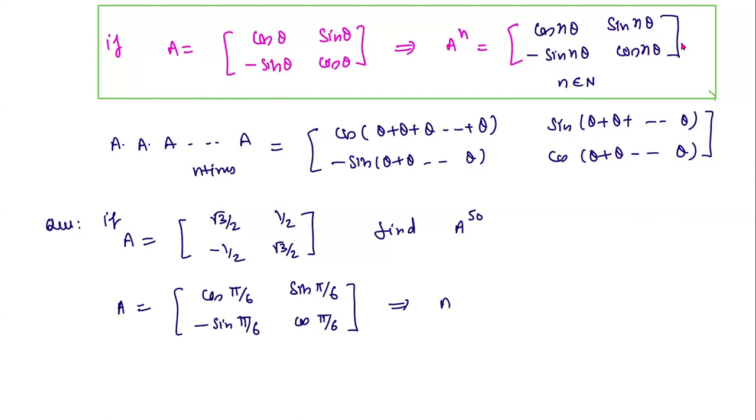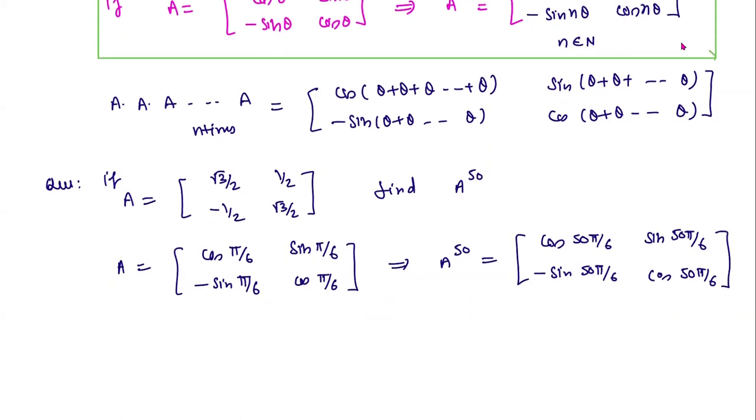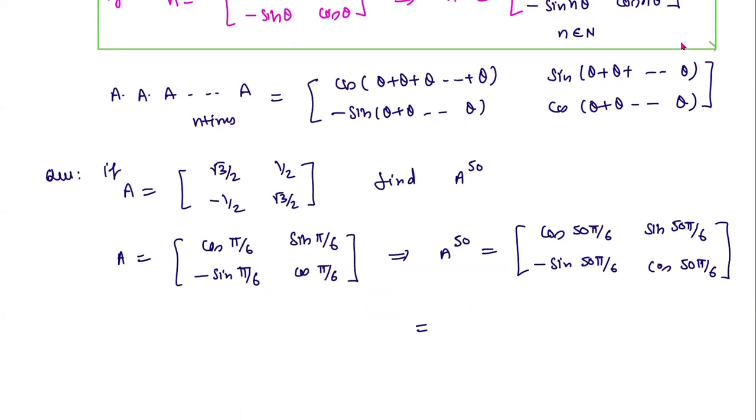And tell me, what is A power 50? Cos 50 pi by 6, sine 50 pi by 6, minus sine 50 pi by 6, and cos 50 pi by 6. Now can we simplify this? Yes, sir. What is the answer?